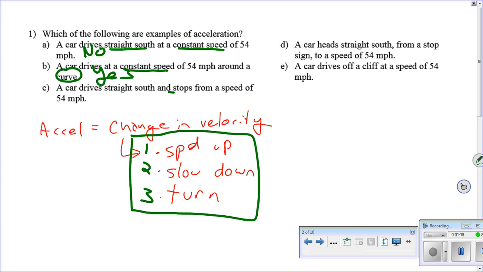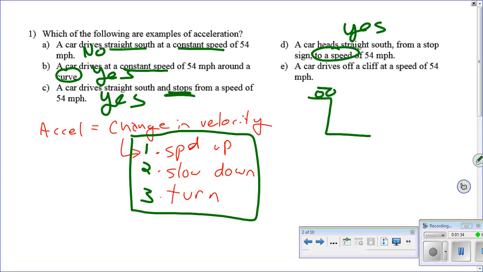In C, the car is stopping, which is a way of slowing down. So that is accelerating. In part D, you're going from a stop sign and then speeding up. So that is an example of acceleration. And then finally E, if you drive a car off of a cliff, there's all kinds of problems there. Here's the car. Right, so the car drives off the cliff. A couple things are happening. One, after it goes off the cliff, it's going to speed up because it's falling, right? Gravity's going to pull it down. It's going to go faster and faster. Also, you can see the path that it follows is not a straight line, so it's turning. So that is super accelerating.